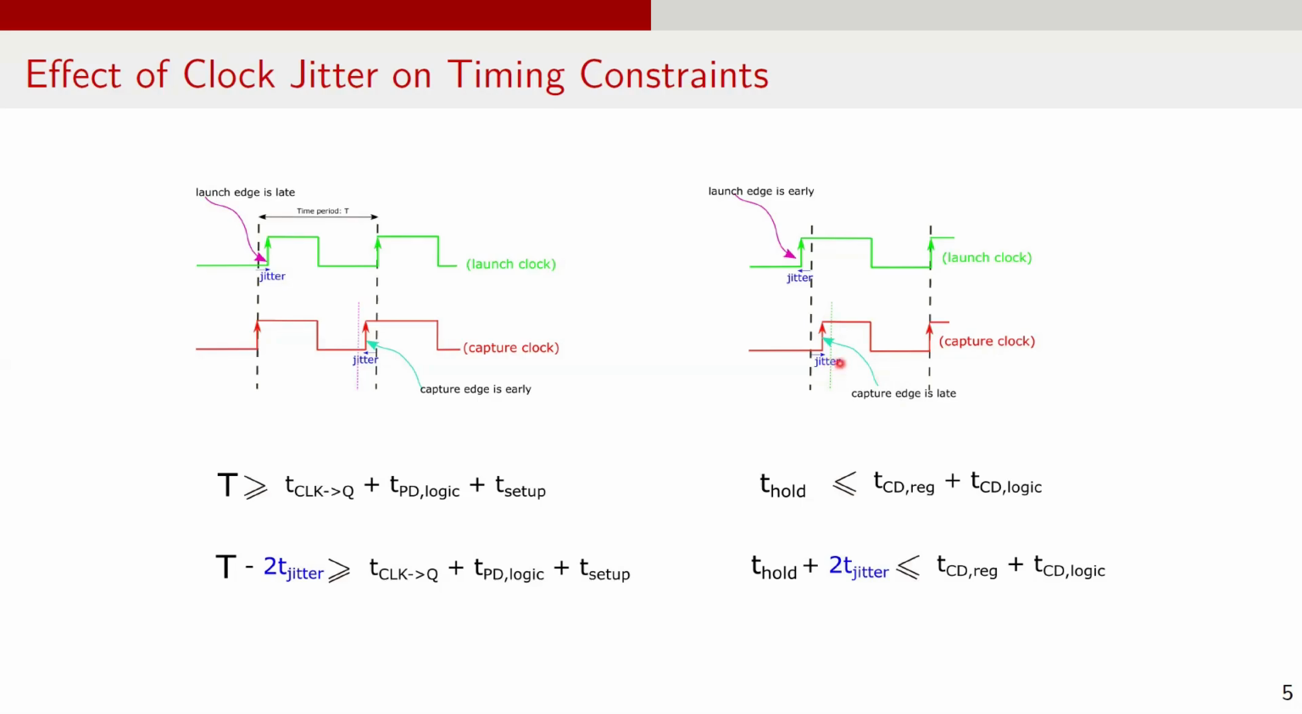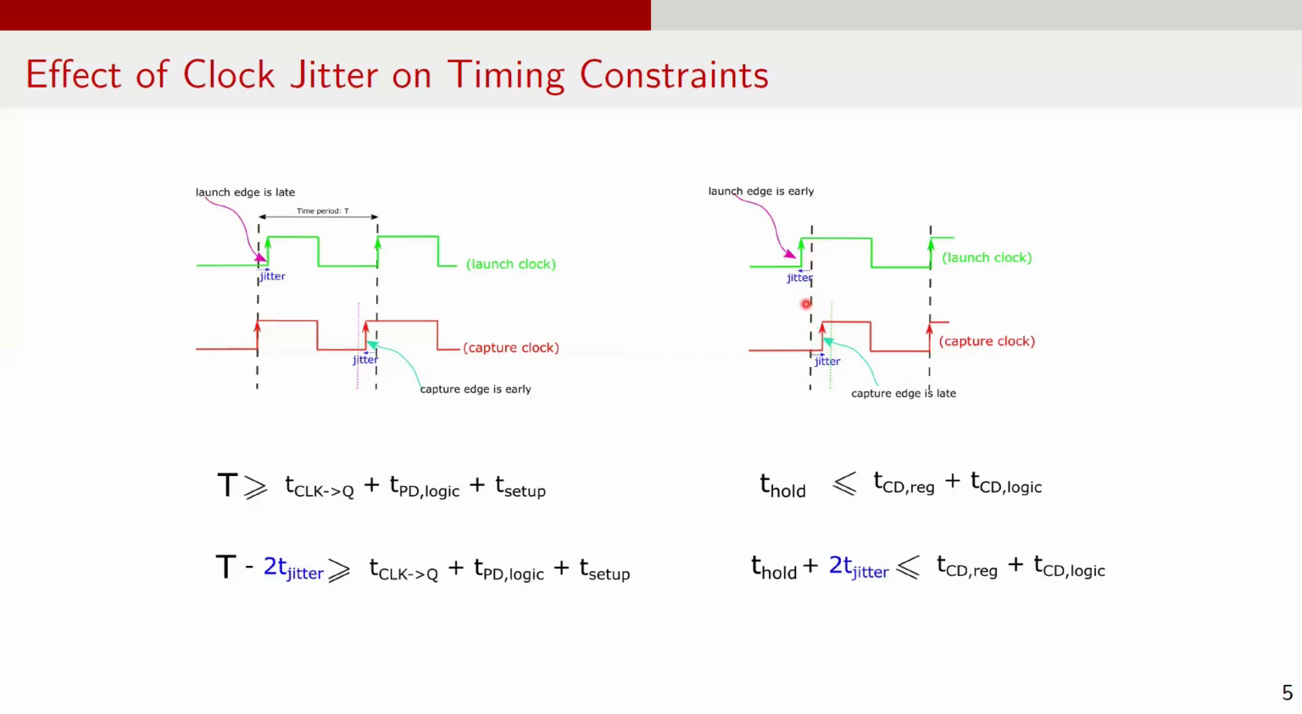For the hold time constraint, the worst case scenario occurs when, due to jitter, the launch clock edge arrives early and the capture clock edge arrives late. In this case, the data at the input of the capture flop must be held stable for a longer duration after the launch edge to ensure correct capture. This makes it more difficult to meet hold time requirement.